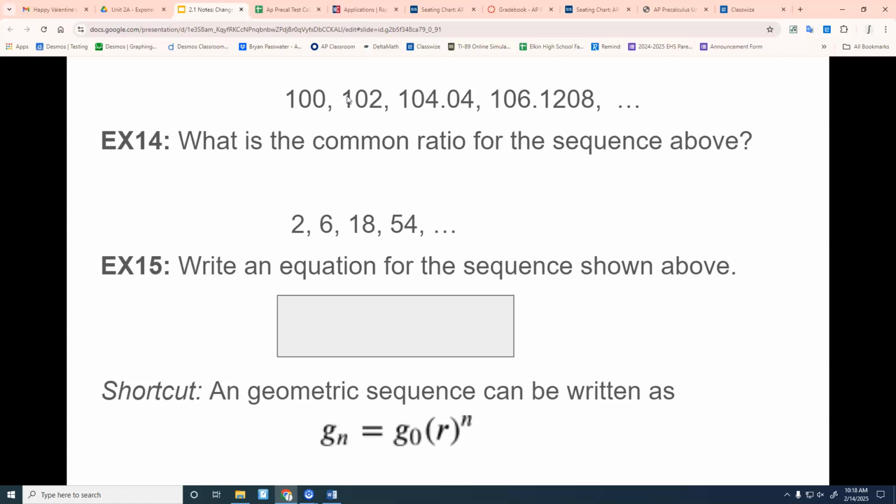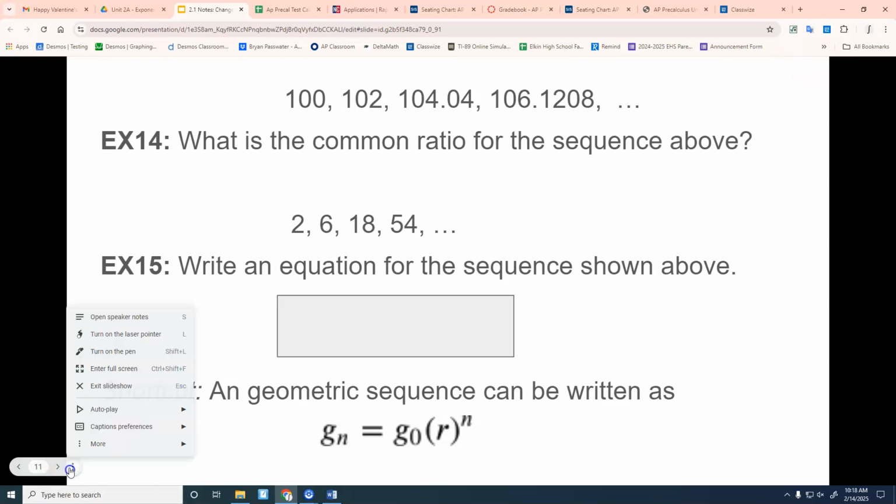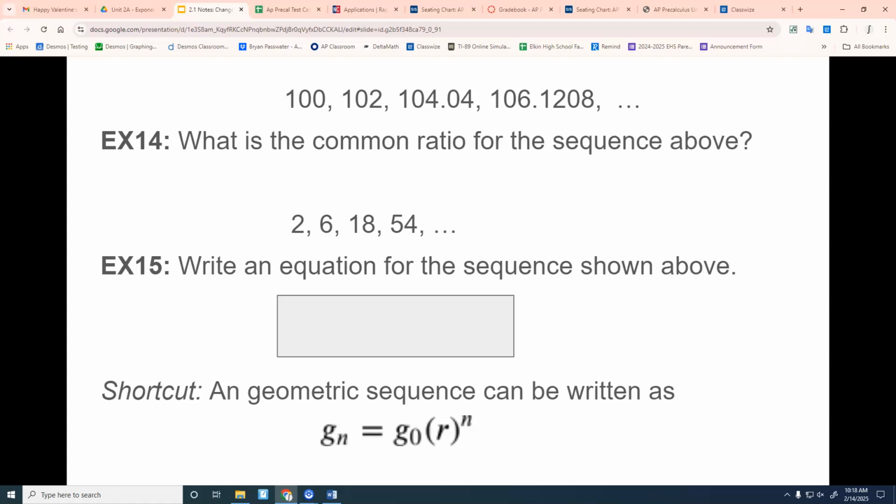Is 1.02. Very good. The easiest way to come up with this, especially if it's a difficult one that you don't really see, is to take a term, any term. It just can't be the first term because the first term doesn't have a previous term. Take any term, 102, divide it by the term that comes in front of it.